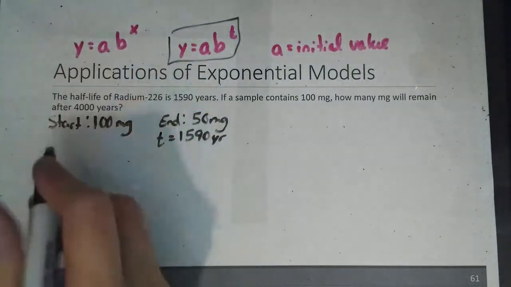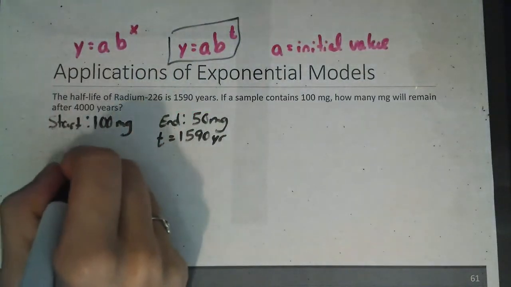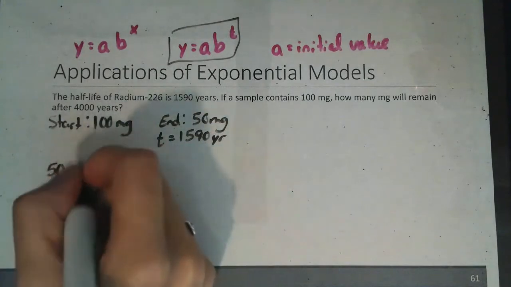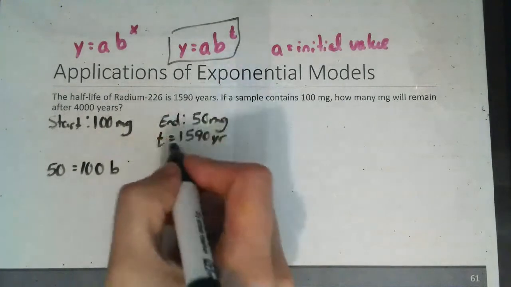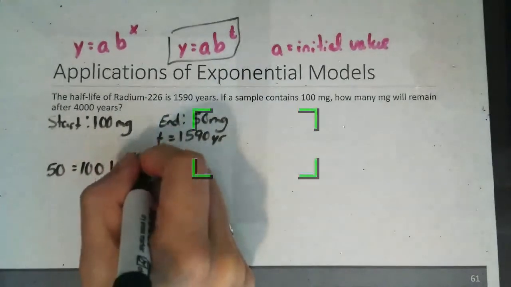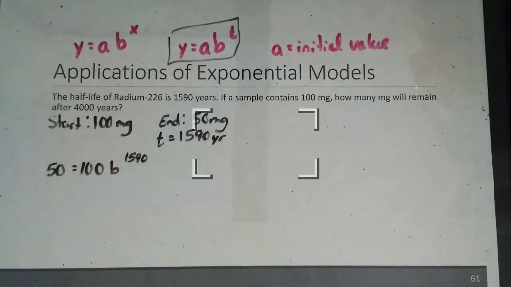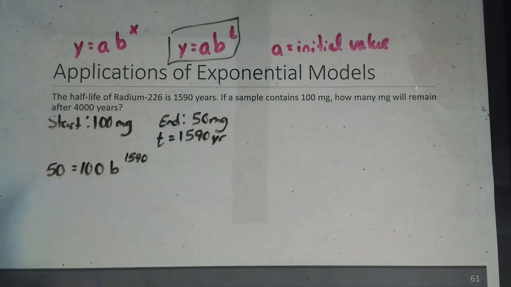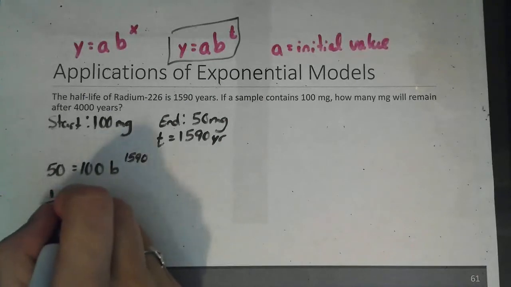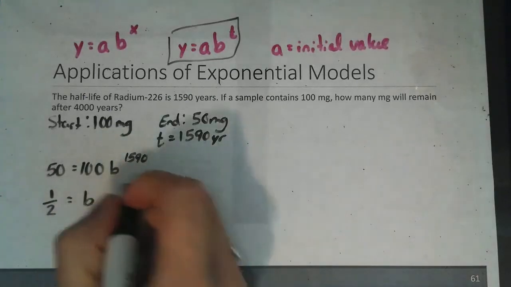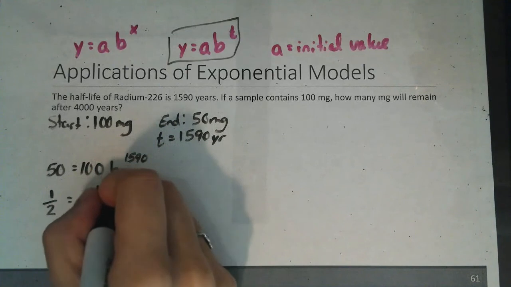So y, which is my end value, 50, is equal to my a value, my initial, which is 100, times b raised to the t, which is 1,590 power. This is going to allow me to solve for b. Just like in the past, I want to divide both sides by 100 so that my exponential is by itself. 50 divided by 100 is 1/2. That's equal to b raised to the 1,590 power.